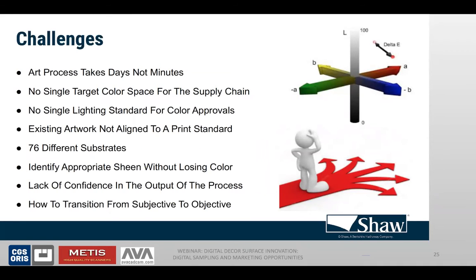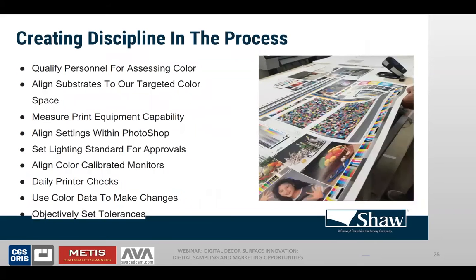And so their challenges that they identified, and at this point we were engaged with Shaw and helping to identify challenges, that things were taking days, not minutes. There was no target space. What was a target space? Some folks really weren't paying attention to that particular issue. Lighting standards, printing standards, substrates. The variability issue, as you can see, was loud and clear. Too much variable in the process. And they were really looking to how do they go from that variability and that subjectivity to an objective process.